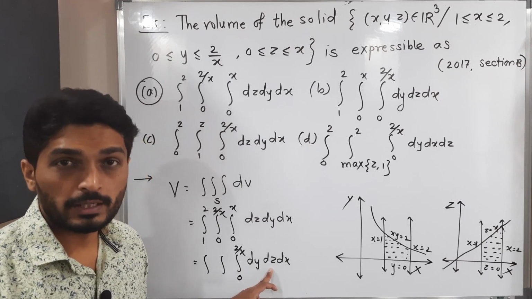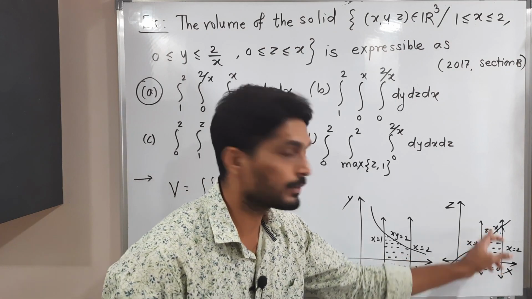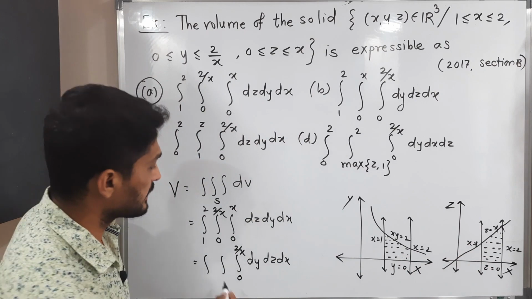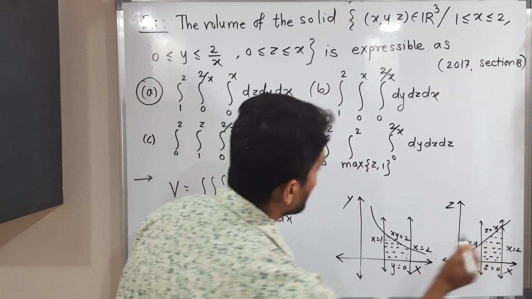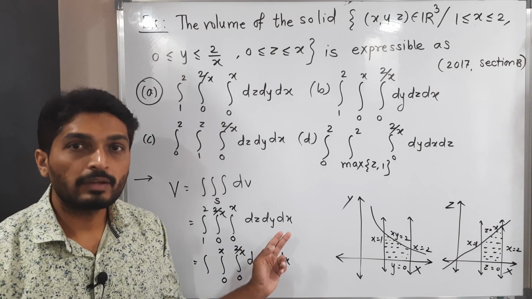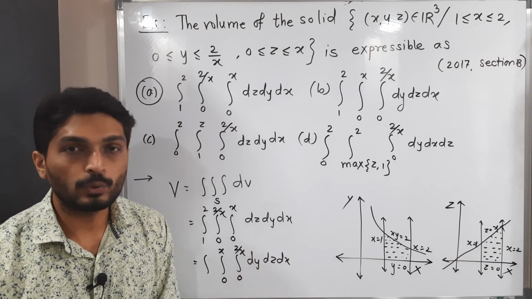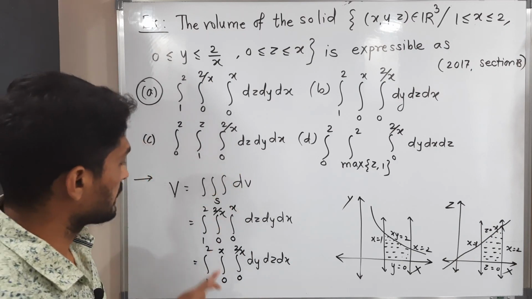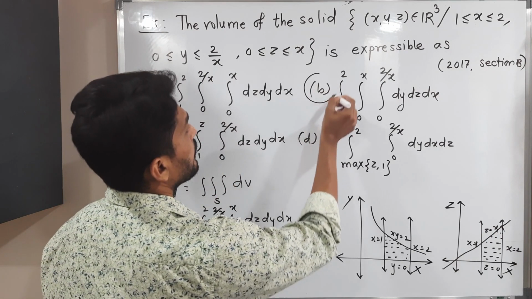Next, integration with respect to z. Let us find the limits of z. If you draw a strip like this, it is bounded below by z equals 0 and bounded above by z equals x. And at the end we have to find the limits of x. Here, as you know, x varies from 1 to 2. Yes, the second option is also correct.